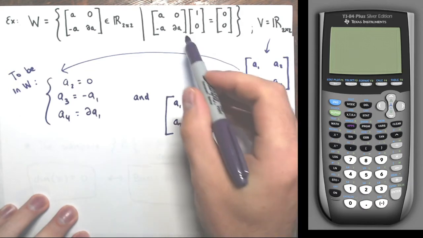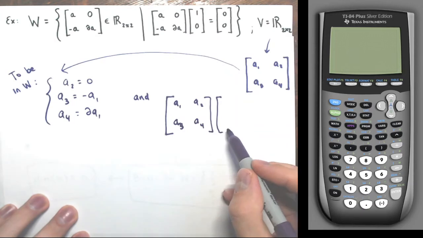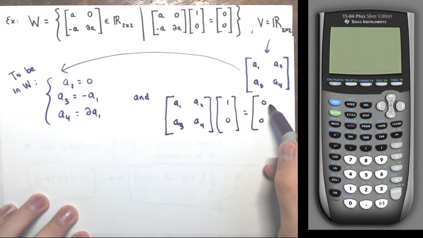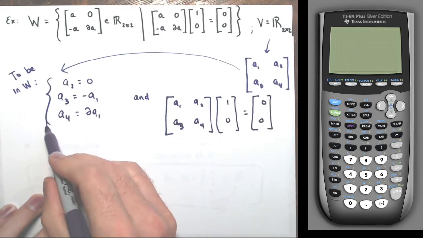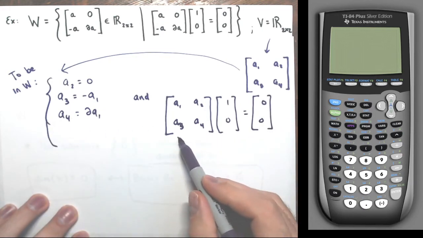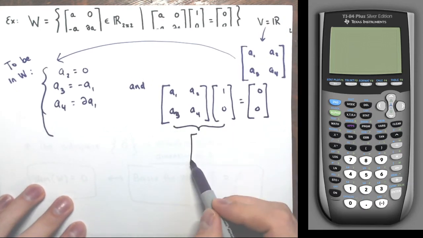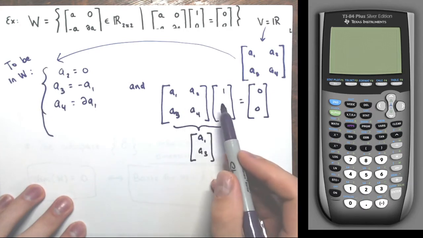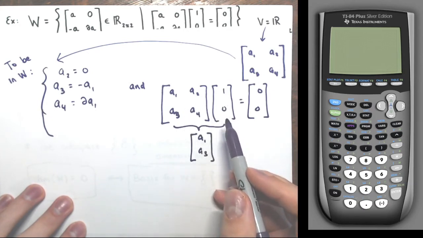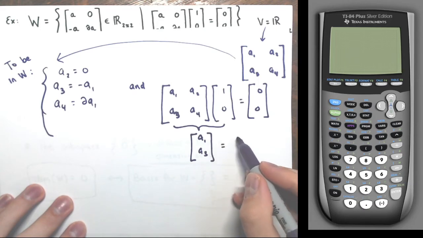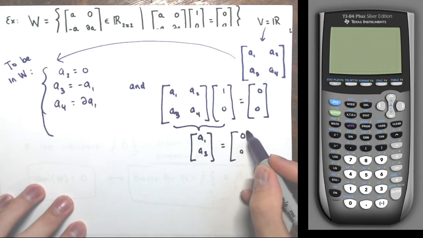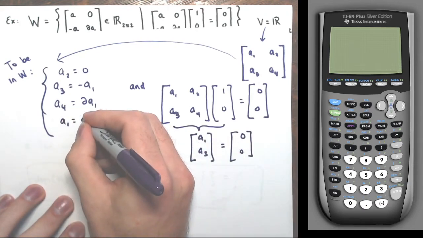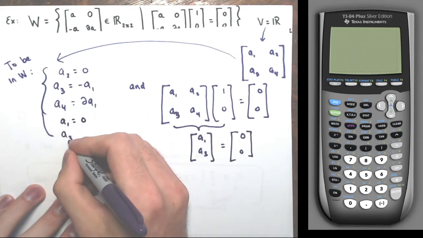I'm talking about this condition now. Times that column 1, 0 would have to be equal to 0, 0. And this will add some more equations to my system. And just as before, when I multiply these two, I'd get the A1, A3. If you multiply this 2 by 2 by this 2 by 1, that has to be equal to 0, 0. And so A1 would have to be equal to 0, so I pop that in here. A1 would have to be equal to 0, and A3 would have to be equal to 0.